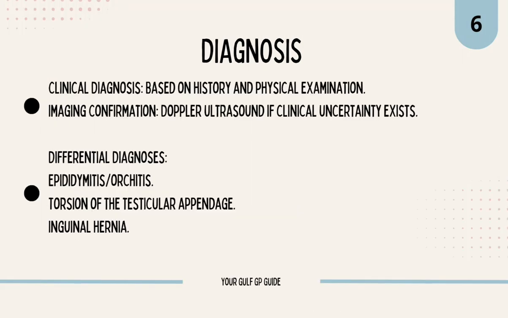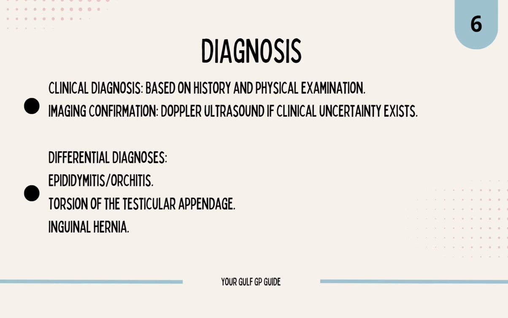Okay, next is the diagnosis. The diagnosis is basically a clinical diagnosis, and that is why this comes up in an exam also, because this is a major clinical diagnosis. It's based on history and physical examination that you find out that this person has testicular torsion. So imaging is just a confirmation of your diagnosis. Okay, everything comes from the history and physical examination. The imaging confirms with the Doppler ultrasound. If clinical uncertainty exists, then only is this needed. But still, we will do that.